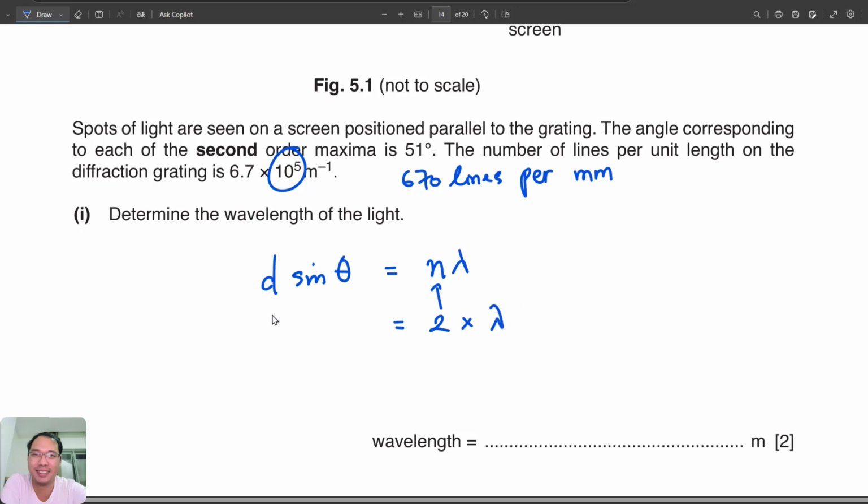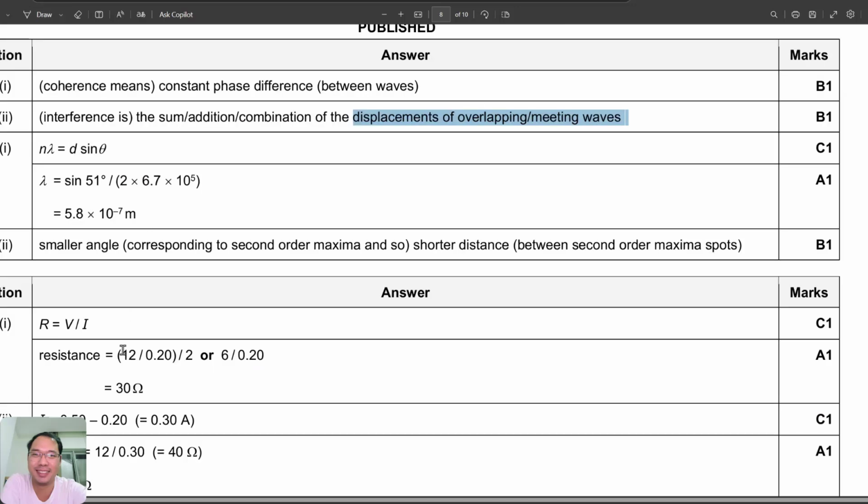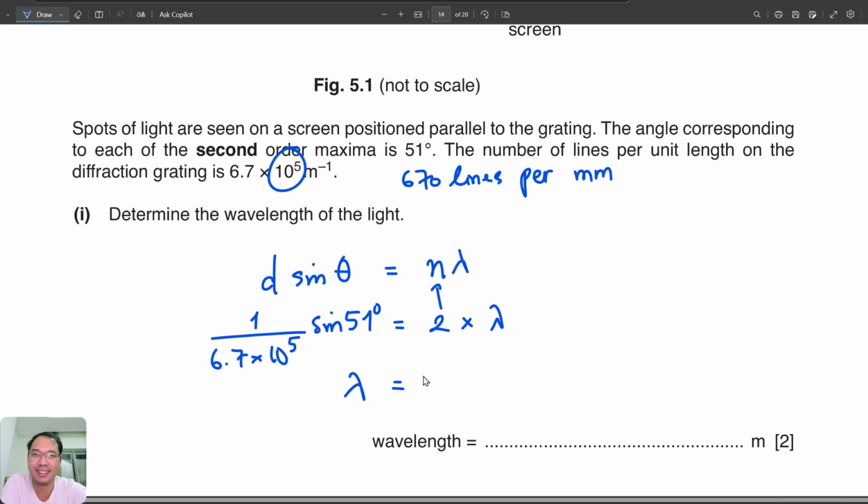Use a calculator. This d is 1 meter over that number, 6.7 times 10 to the power 5, and the angle is 51 degrees. From this equation, you can determine the wavelength lambda pretty easily, which is 5.8 times 10 to the power negative 7 meter. Do not forget to write the answer right here in the answering space, minus 7 there.